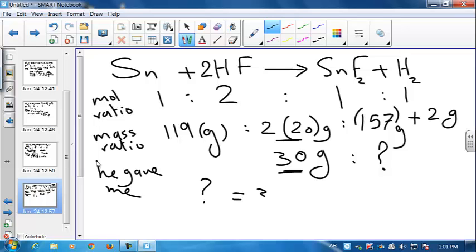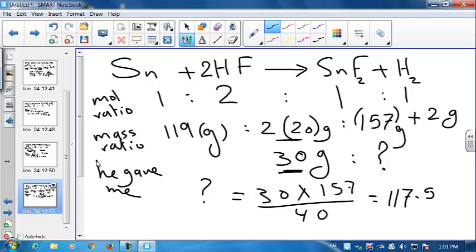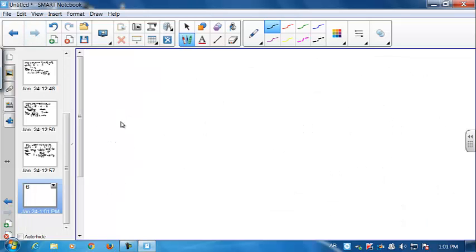So cross multiplication, do it with me. 157 divided by 40, the answer will be 117.75. Make it with me and try to get your answer. If your answer is 117.5 gram, then your calculation is correct. Okay, this is all for section 2. Let us move to section 3, but this is okay for 2.